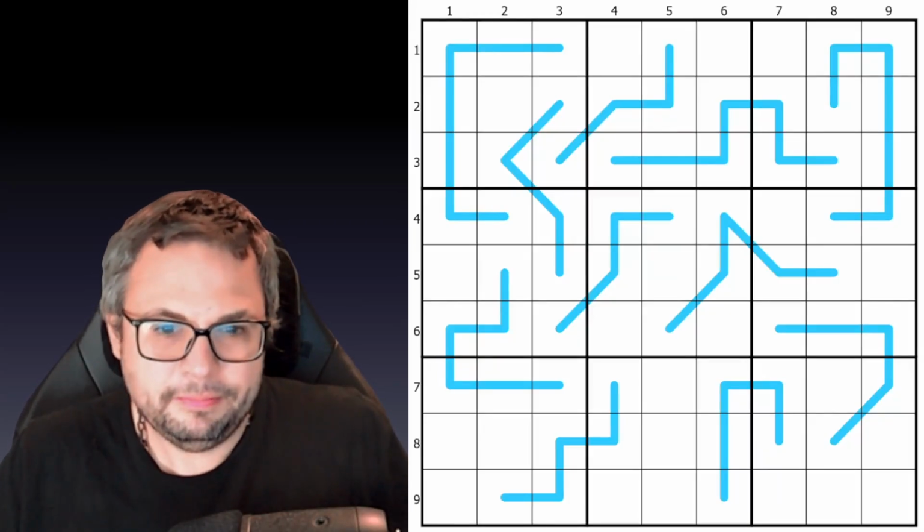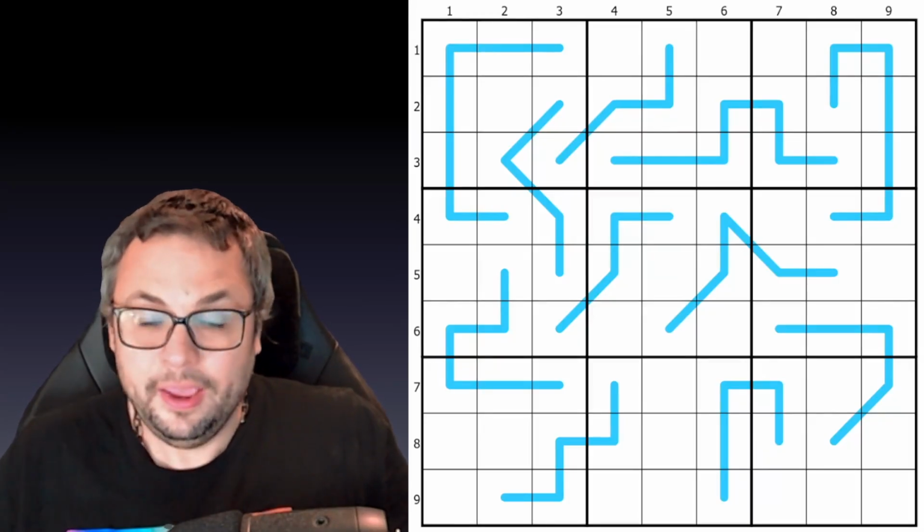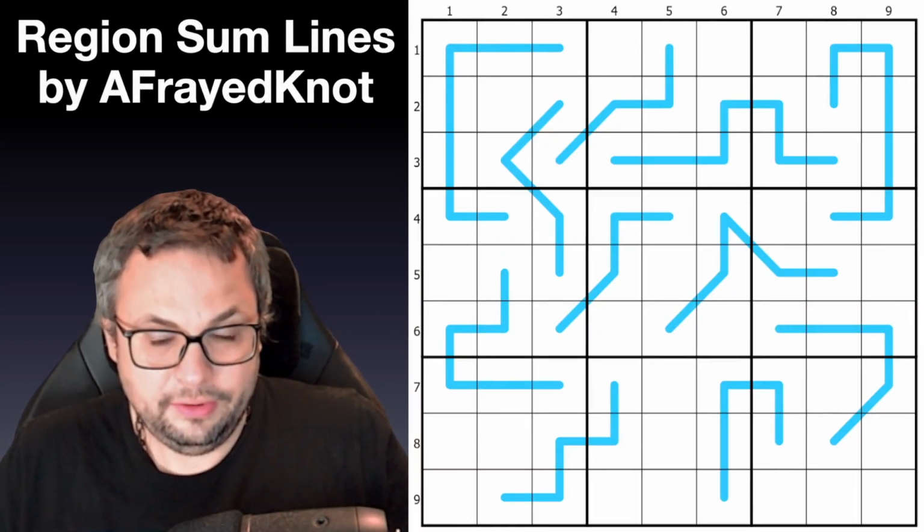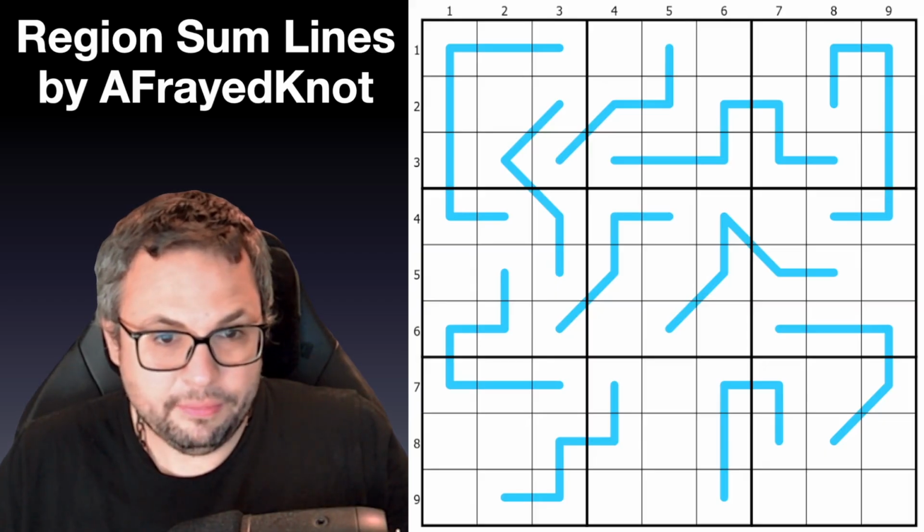Hello, everyone, and welcome to Invitation to Puzzles, where today we have a Region Sumlines puzzle by AFrayedKnot. Let me talk about how Region Sumlines work.